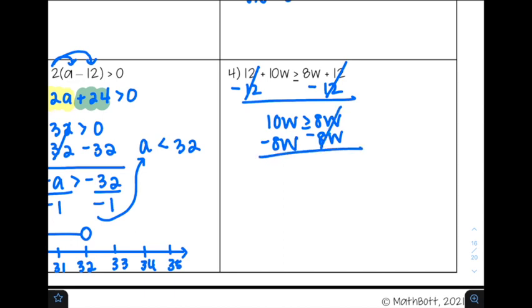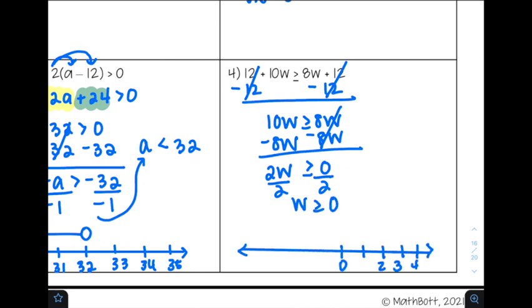8W minus 8W is still going to be 0. And I have 2W. Divide both sides by 2. W is going to be greater than or equal to 0. Okay, so now we have a closed circle because it's included, and it is going to go to the right. And that is my answer, graphed on a number line.